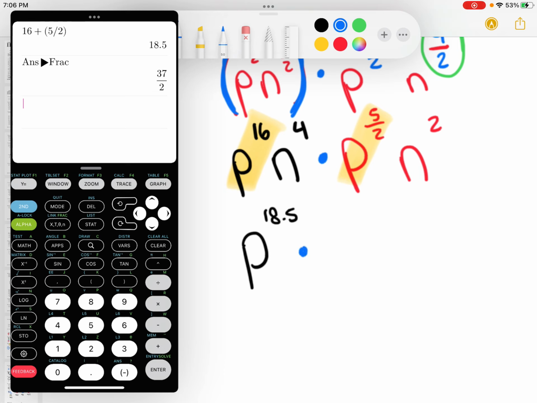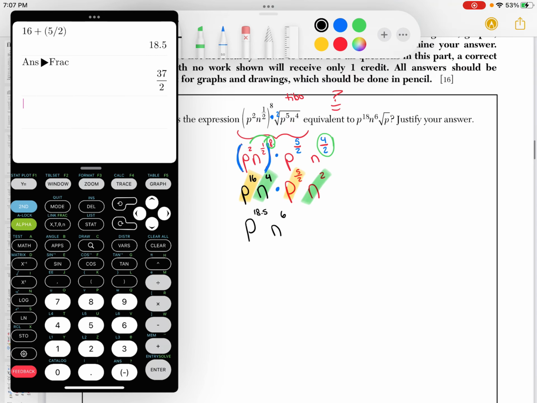Okay, so now I need to multiply that. Now I need to do my n's. There we go. I'm multiplying the n's together, and I have to add their exponents. This one's a little bit easier. I get n to the 4 plus 2, which is 6.